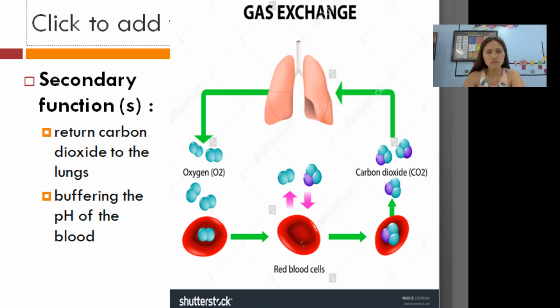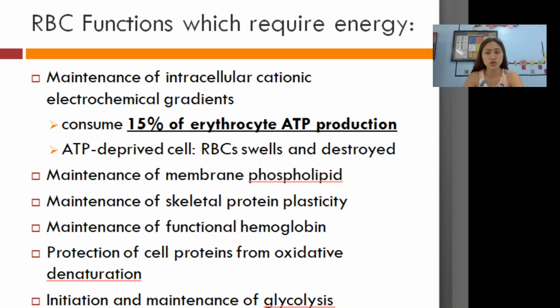Okay, the secondary function of our RBCs is to return carbon dioxide to the lungs. Once the RBCs are done releasing oxygen, they will also get carbon dioxide from the different parts of the body and return it to the lungs. Another function of your RBC is buffering the pH of our blood. There are processes in our RBC metabolism that require energy.